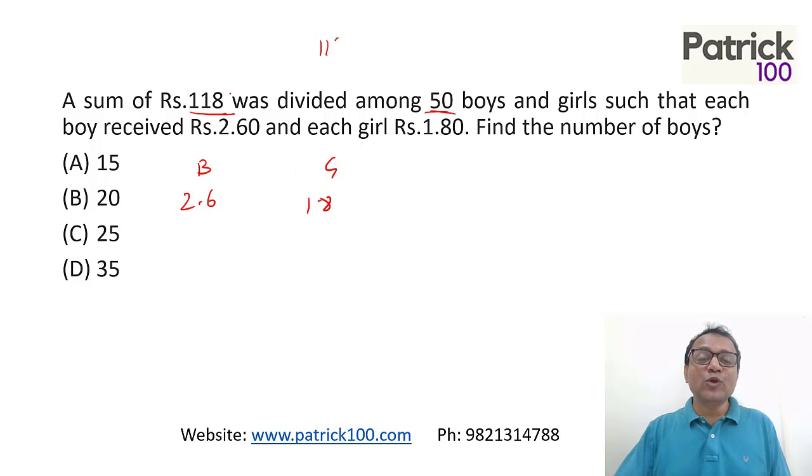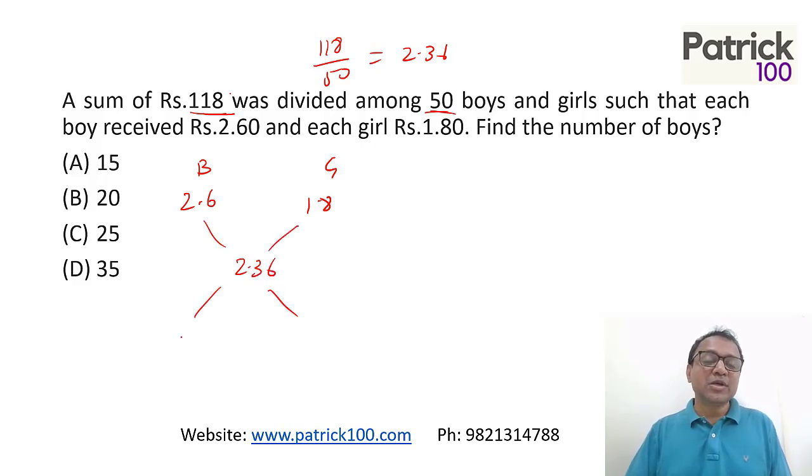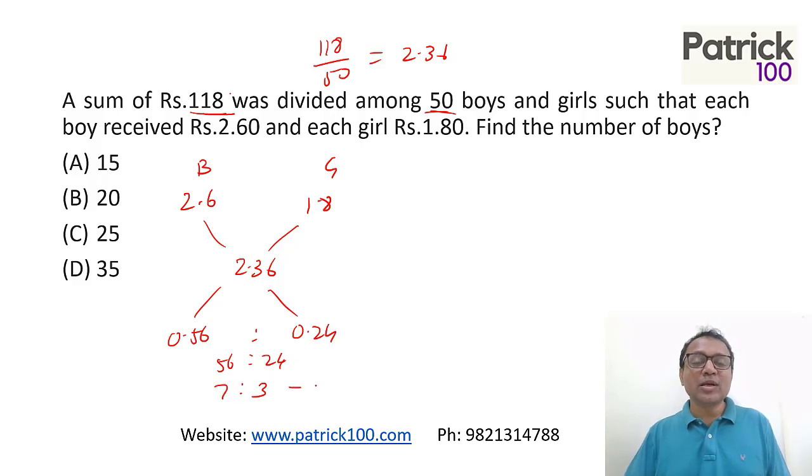So 118, if you divide by 50, you get 2.36. So 2.36 is the average per person. So if you do allegation, this becomes 0.56 and this becomes 0.24. You can take a ratio 56:24 if you want. If you look at it, 8 3s are 24, 8 7s are 56. So total comes to 10, right? 10 stands for 50, 5 times. I want number of boys, so 7 will stand for 35.